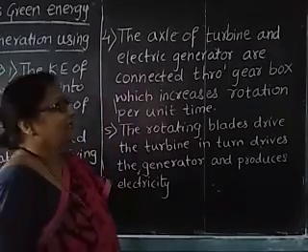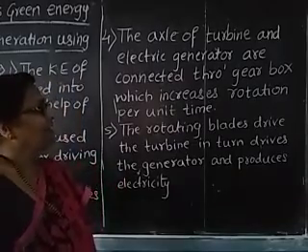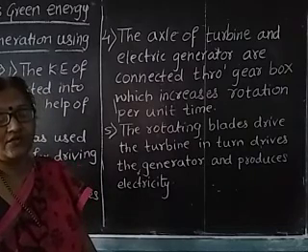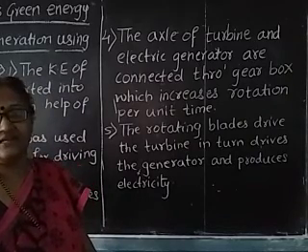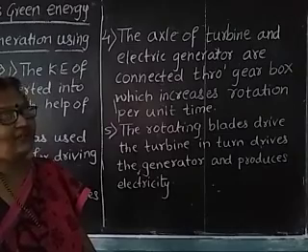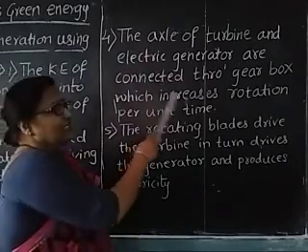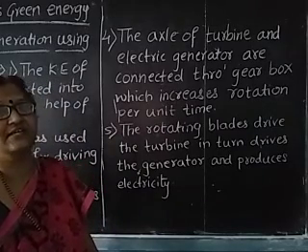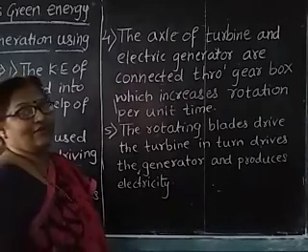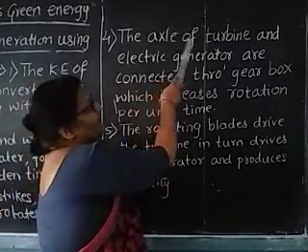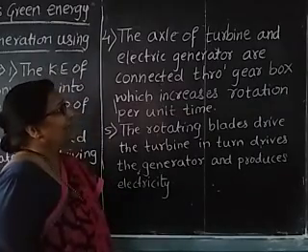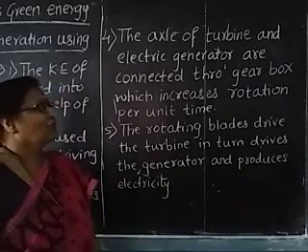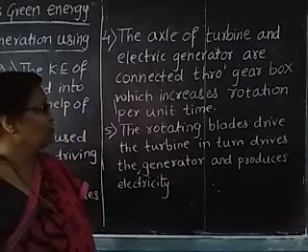There is an axle present on the turbine, and the axle of the turbine and the electric generator are connected through a gearbox, which increases the rotation per unit time. So if we want to increase the rotation per unit time, what do we have to do? We have to connect the axle of the turbine and the electric generator to the gearbox, and then only the rotation is going to increase per unit time.